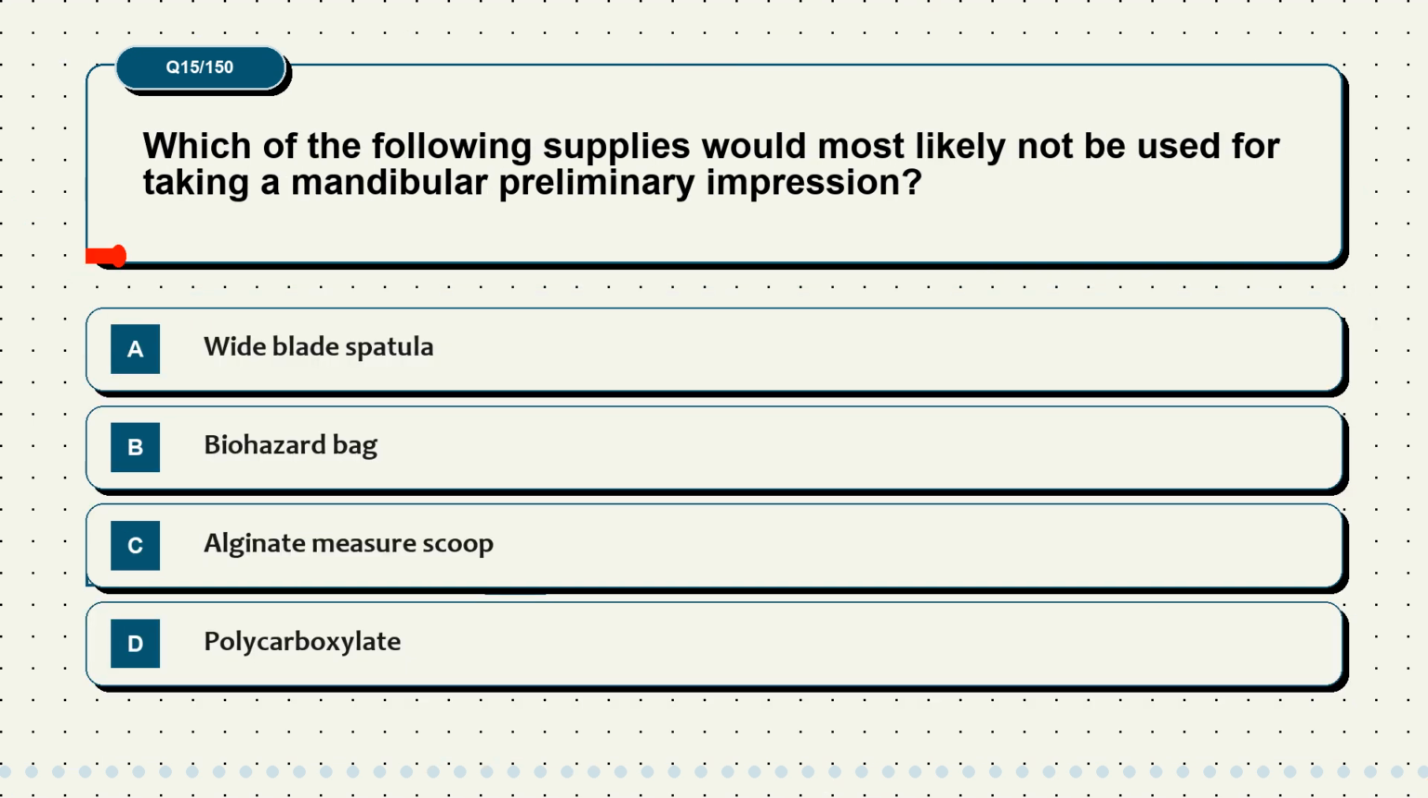Question 15. Which of the following supplies would most likely not be used for taking a mandibular preliminary impression? Here are the options. Option A, wide blade spatula. Option B, biohazard bag. Option C, alginate measure scoop. Option D, polycarboxylate.